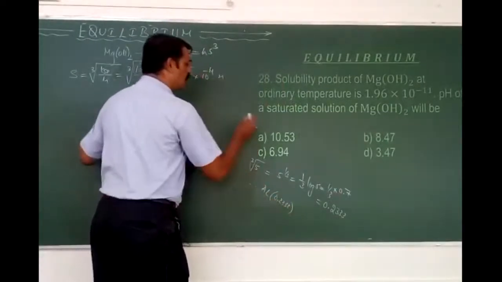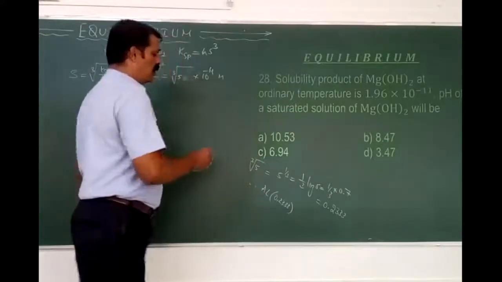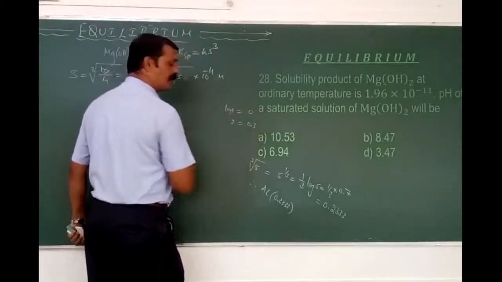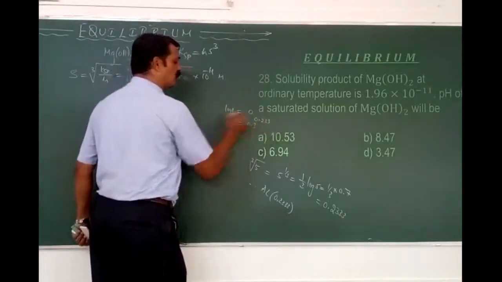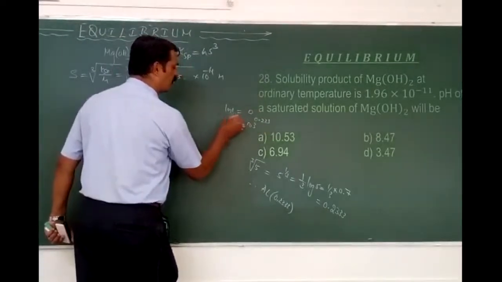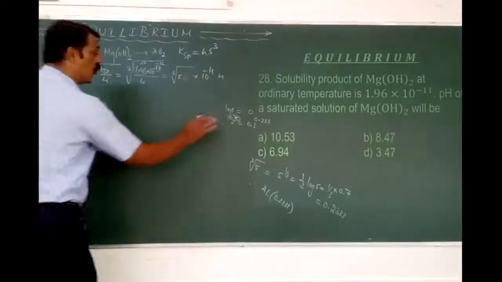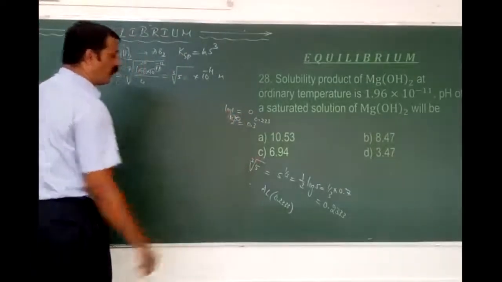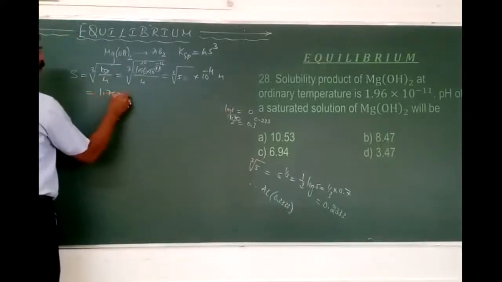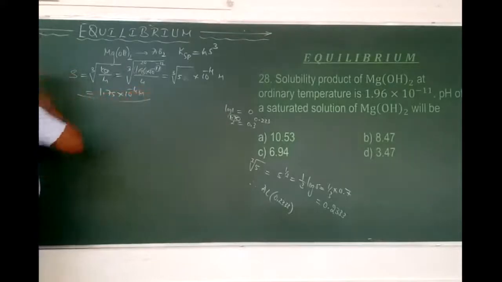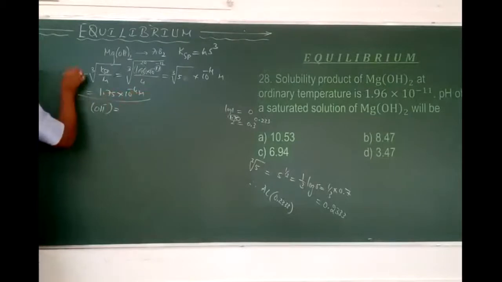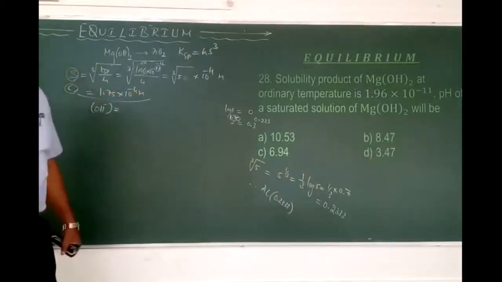Log 1 is 0, log 2 is 0.3. Where this 0.233 comes out, it is nearly 0.75 or maybe 0.78, whatever it may be. Means it is 1.75. The cube root of 5 is found to be 1.75. So the solubility is 1.75 into 10 to the power of minus 4 in terms of molar.